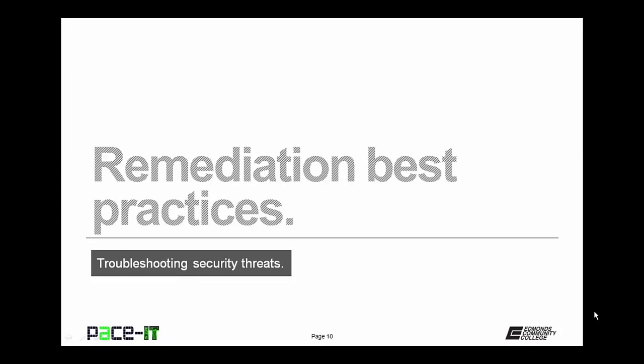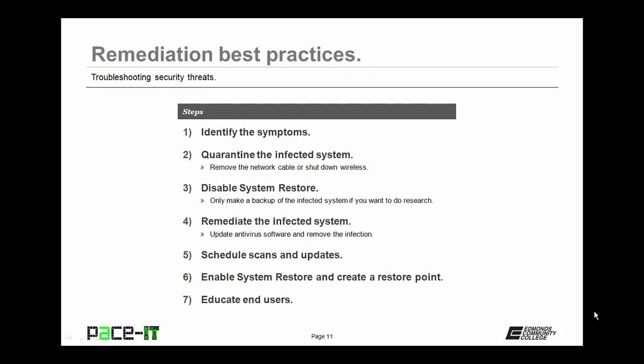Now let's move on to remediation best practices, the steps that you should take to recover a system that's been infected with malware. So here are the steps. The first step is to identify the symptoms. Be aware of how your system operates so that you can easily identify when a problem has occurred. Once you've identified the symptoms, quarantine the infected system. Remove the network cable and/or shut down your wireless capability on that system. Don't allow it to spread any farther than it already has.